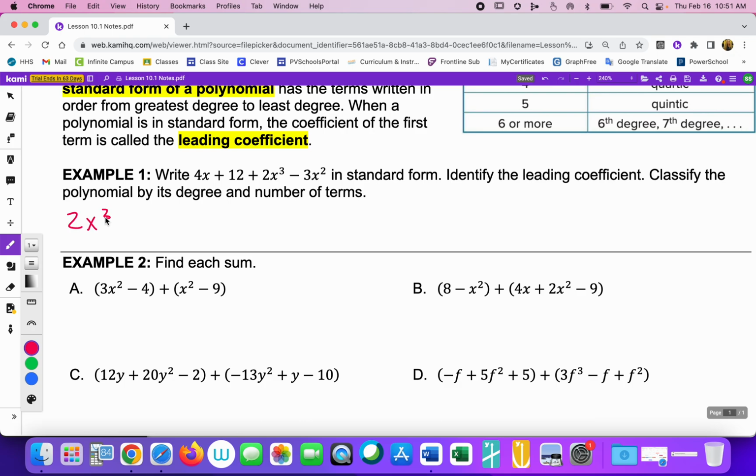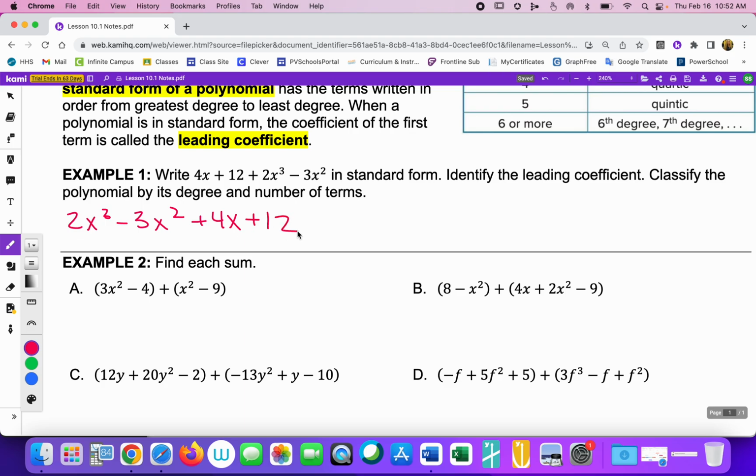Okay. Followed by the next highest, which would be what? Then 2. Then minus 3x squared. So since it's negative 3x squared, no matter where you move it, that needs to stay at negative 3x squared. Okay. Followed by what? 4. 4x, since that's positive, it stays that way, followed by 12.